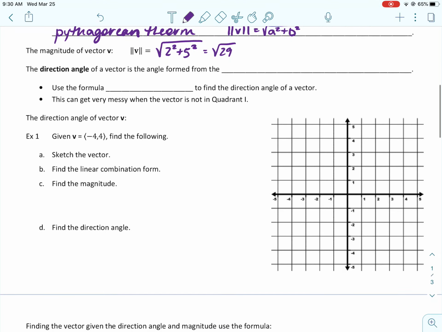All right, another thing that we need to talk about is the direction angle. The direction angle of a vector is the angle formed with the positive horizontal axis.